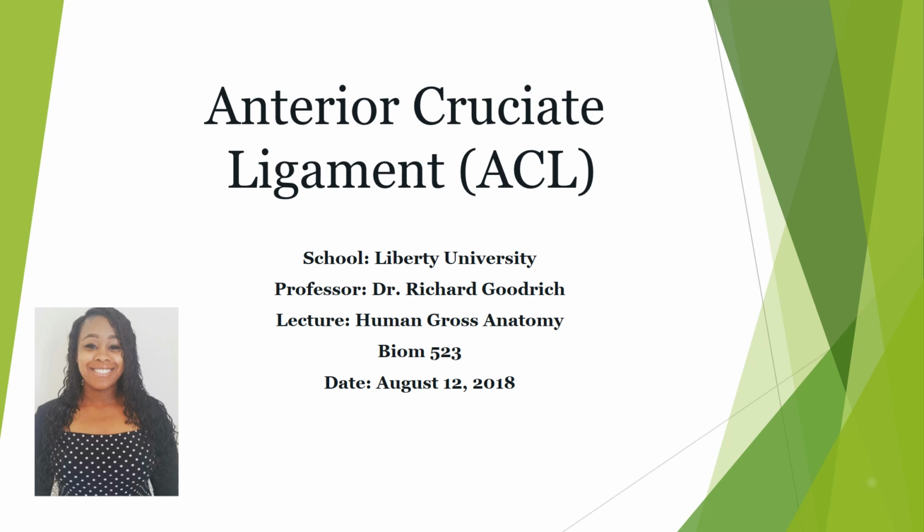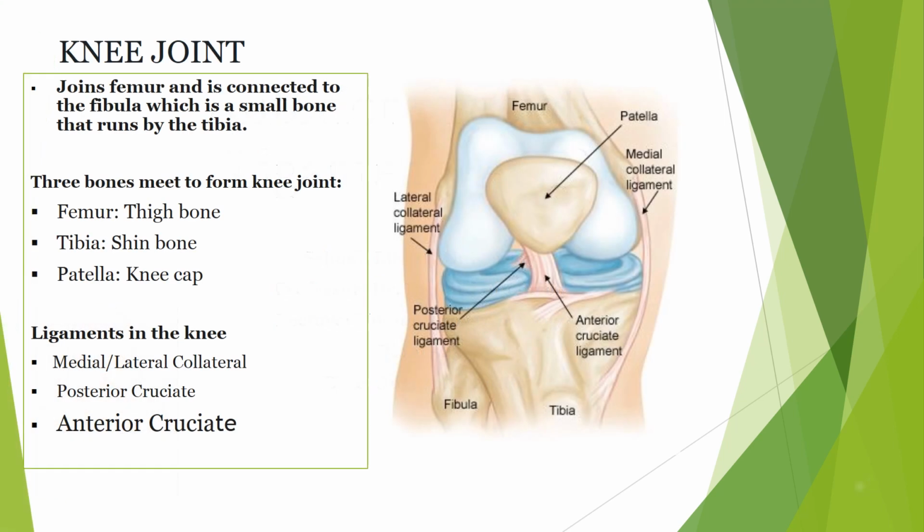Today we will be talking about the anterior cruciate ligament. In order to visualize the location of the anterior cruciate ligament within the knee, we must first understand the structure of the knee joint. The knee joint encompasses three bones: the femur, the tibia, and the patella. The femur acts as our thigh bone, the tibia our shin bone, and the patella the kneecap.